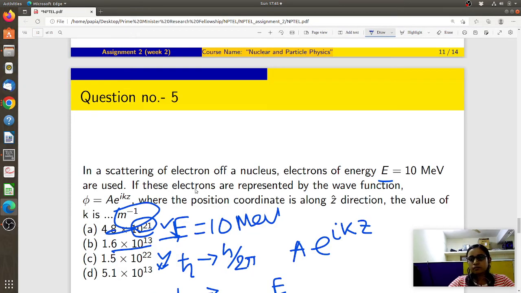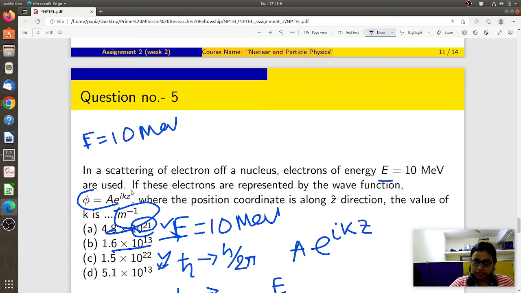As here the electron energy is 10 MeV, and the electrons are represented by a plane wave function. The plane wave function has the configuration phi equals A e to the power i k z, where k is the momentum and z is the direction of that particle. Here the electron is there, so the direction of the particle is along the z axis, and k is the momentum of the electron. So we need to know what will be the value of momentum here.